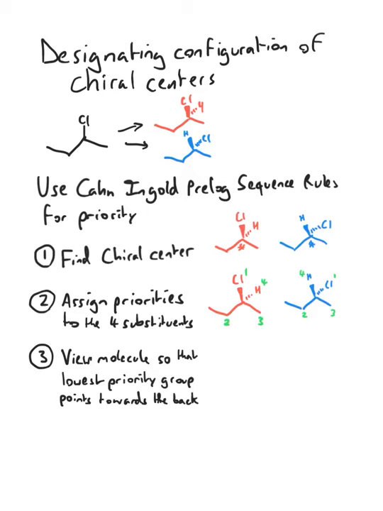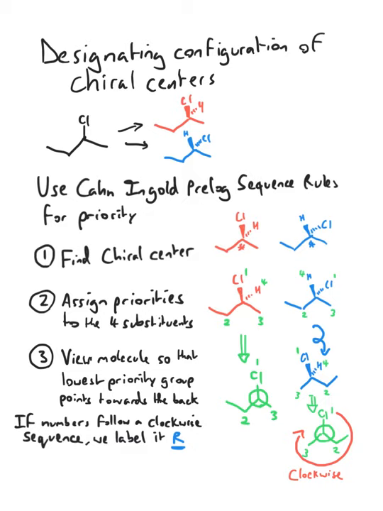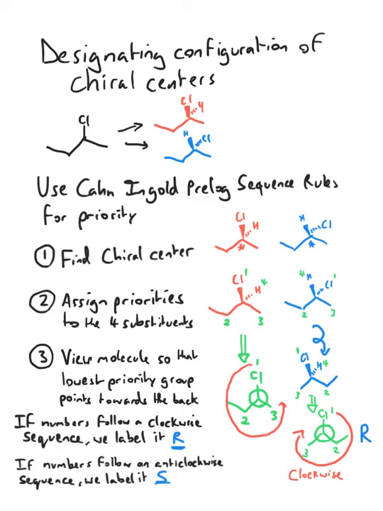In the third step, we must view the molecule so that the bond with the lowest priority is facing the back, i.e. into the paper, as shown here. If the numbers follow a clockwise sequence, we would label this chiral center R, whilst if the numbers follow an anti-clockwise sequence, we label it S.